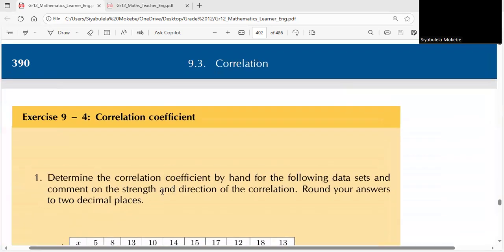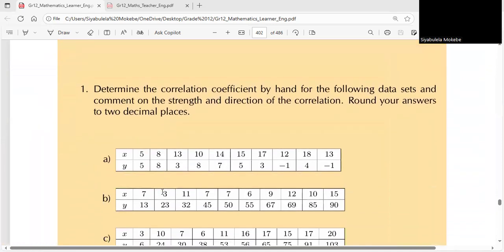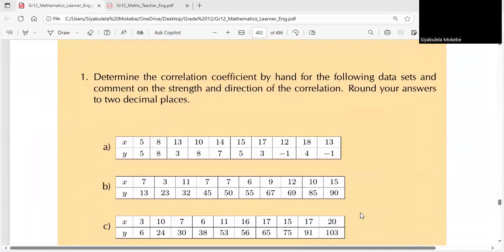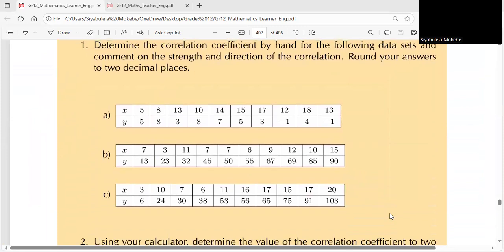Okay, folks, it's that time. Please pause the video and attempt the exercise.